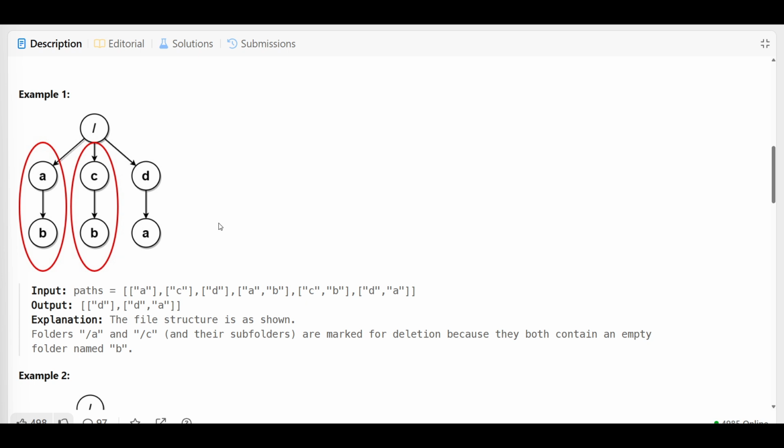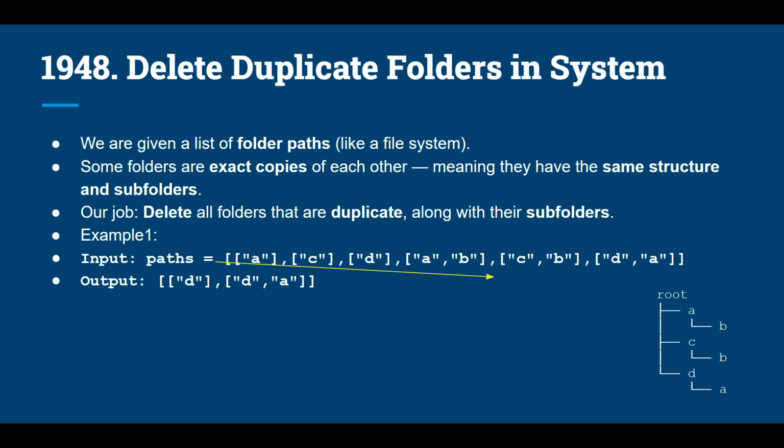So let's go to the slide so you will understand better. What are the things we have been given? We have been given a list of folder paths, as in a file system, right? Some folders are exact copies of each other, meaning they have the same structure and subfolders. So what is our job? Our job is to delete all the folders that are duplicates, along with their subfolders.